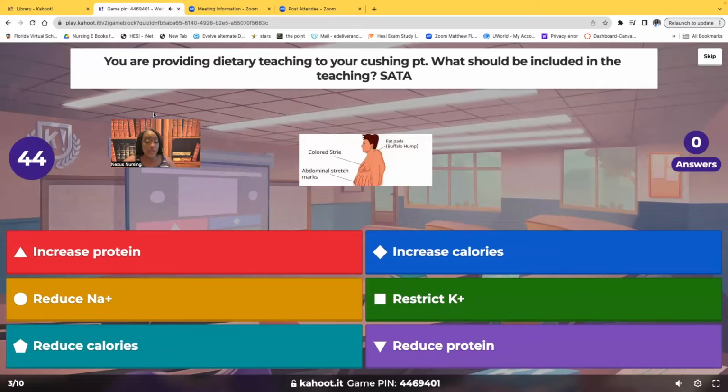Are you going to teach them to restrict potassium? Are you going to teach them to reduce calories? Or are you going to teach them to reduce protein? This is select all that applies. So your patient has Cushing's. What are you going to be teaching this patient about their diet?